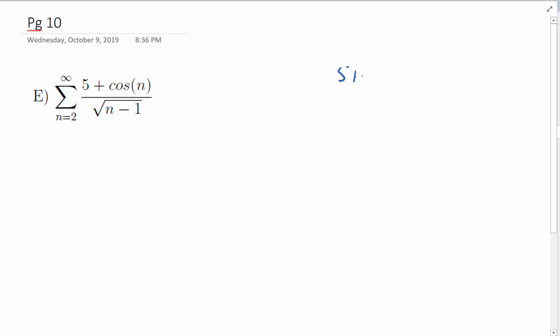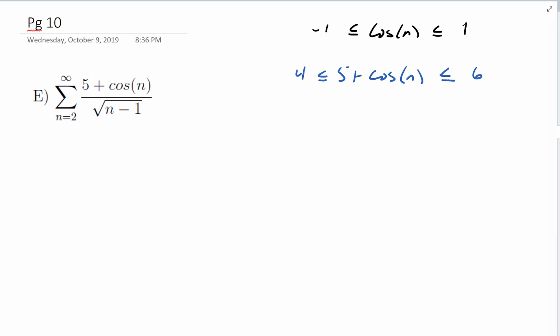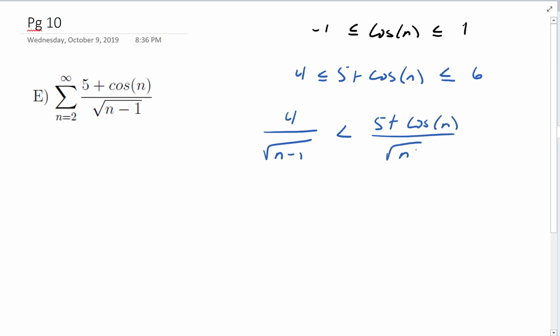So I look and say, well, 5 plus cosine of n is smaller than or equal to 6, and bigger than or equal to 4. Remember, we're building off of cosine of n being between 1 and minus 1. So if I add 5 to everything, I get that blue inequality. In other words, 4 over the square root of n minus 1 is less than 5 plus cosine of n over the square root of n minus 1, which is less than or equal to 6 over the square root of n minus 1.